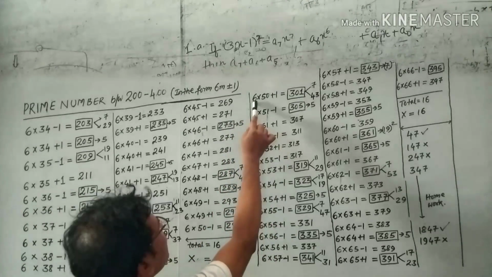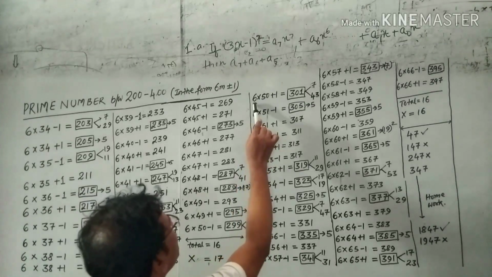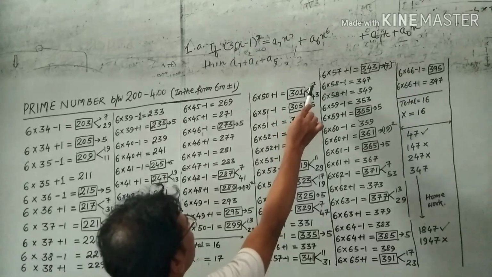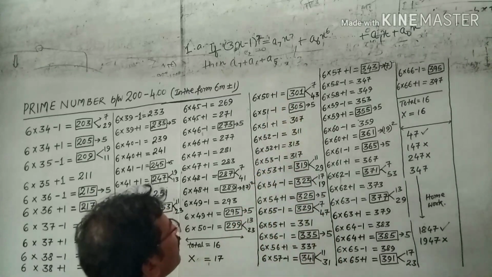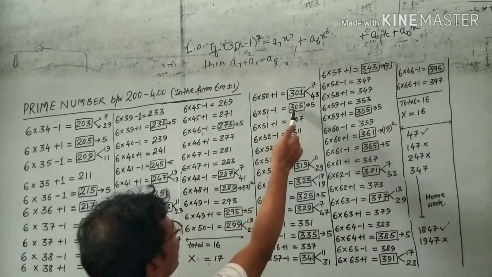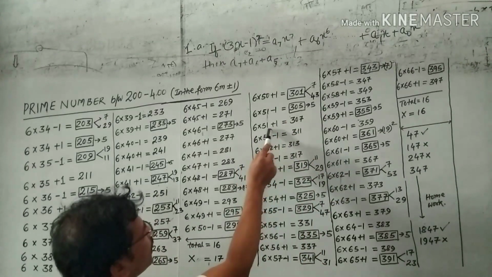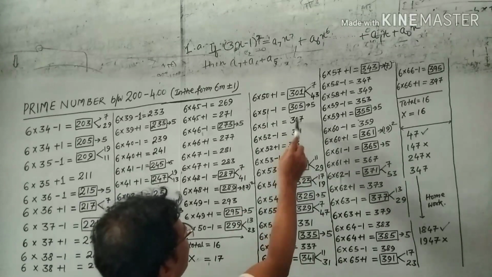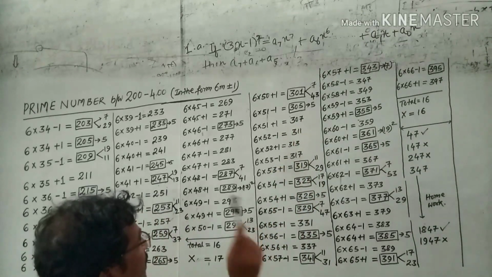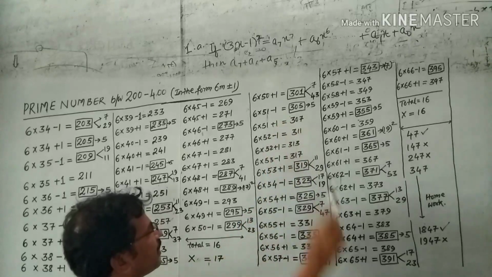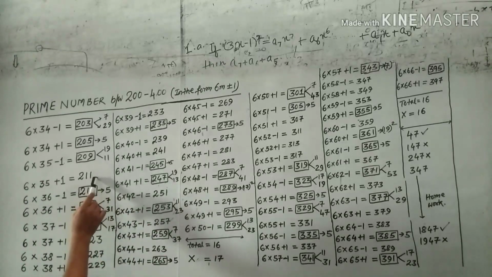Now we have to start with 6 into 50 plus 1, because it was started with 6 into 50 minus 1. So it will start with 6 into 50 plus 1, that is 301. 7 and 43 are the factors of 301, so it is not a prime number. 6 into 51 minus 1 is 305, it is having a factor of 5, so it is not a prime number. 6 into 51 plus 1, that is 307, it is a prime number. That is the first prime number after 300, it starts with 307. And here it was 211.